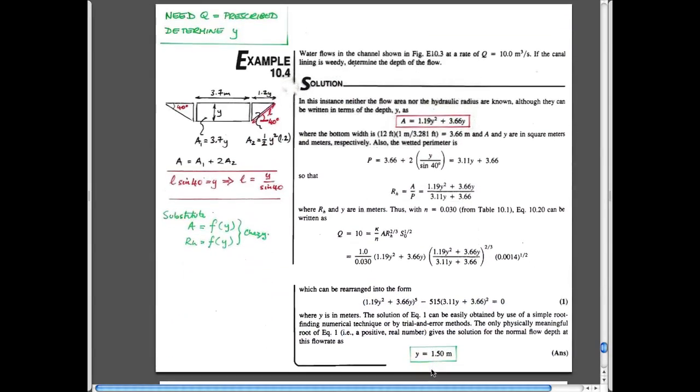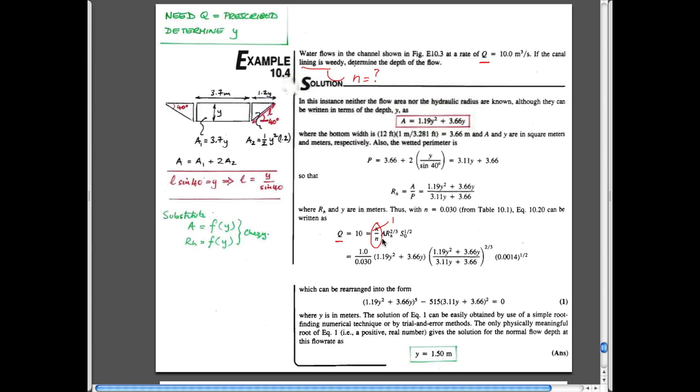There are a couple of other examples that go through this as well that I'm not sure you need to go through. It's just the same basic idea of being able to use this. In this particular case, you're given a flow rate. You're told that the lining is weedy, and so you can calculate the Manning coefficient for that, and you can write your expression in terms of a known value of flow rate, a known value of Manning coefficient. It's in imperial units, so this has to be 1.49.